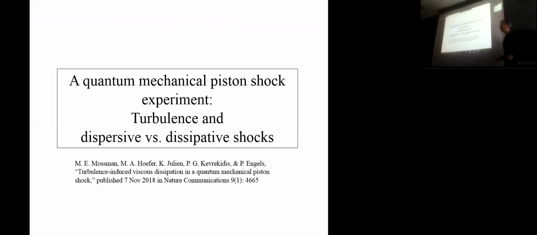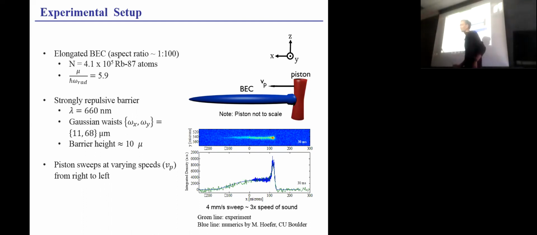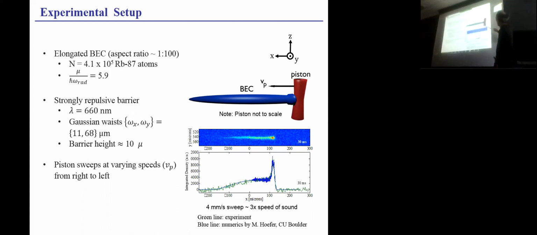So with this introduction, we now want to use elongated systems and do a quantum piston shock experiment. And this will lead us to considerations of dispersive versus dissipative shocks, and we are going to see that there's also some turbulence in the channel geometry in this system. So what is the basic setup that we have in mind? Well, we take an elongated Bose-Einstein condensate over here, and then we just take a very high repulsive barrier over here. And this barrier we are going to drive through the Bose-Einstein condensate. And so this is going to be our piston, and then we see what happens as the piston is driven through the Bose-Einstein condensate.